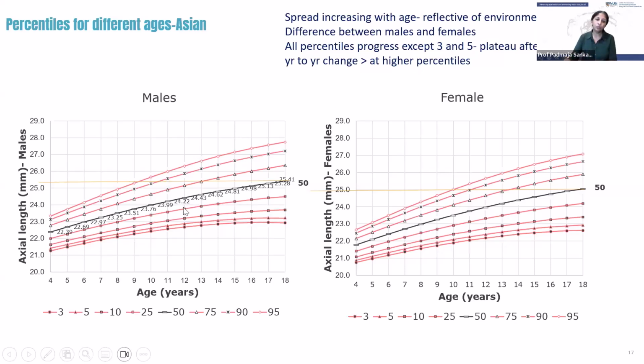And then with respect to the Asian eyes, what we see is a year-to-year variation across all of the percentiles, except the third and the fifth percentile, or only the two lower percentiles are showing some sort of stability. With all the other percentiles, they're still showing an increase in axial length even at age 18.